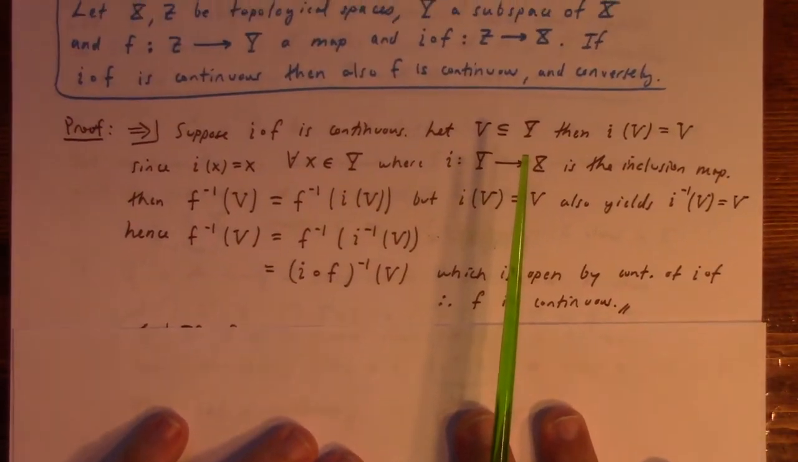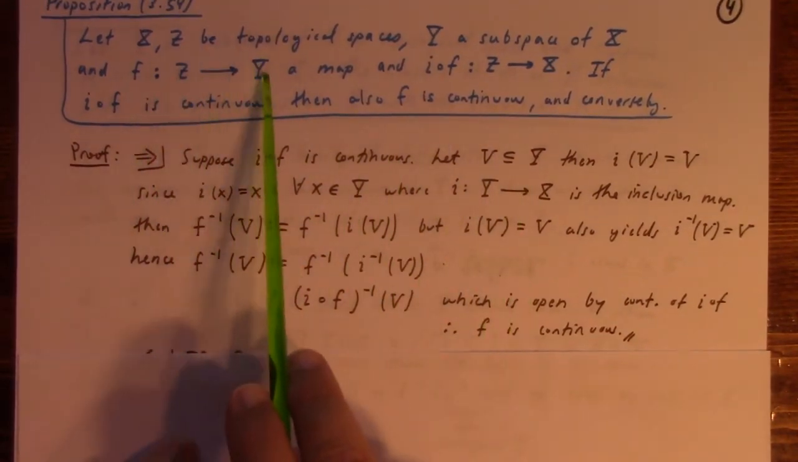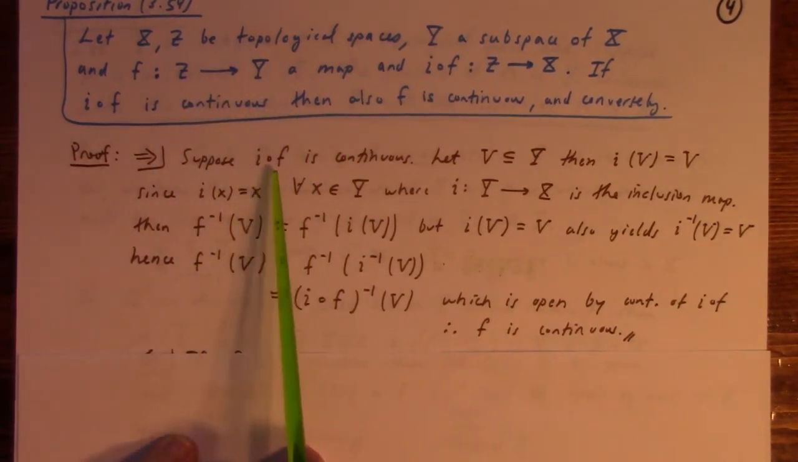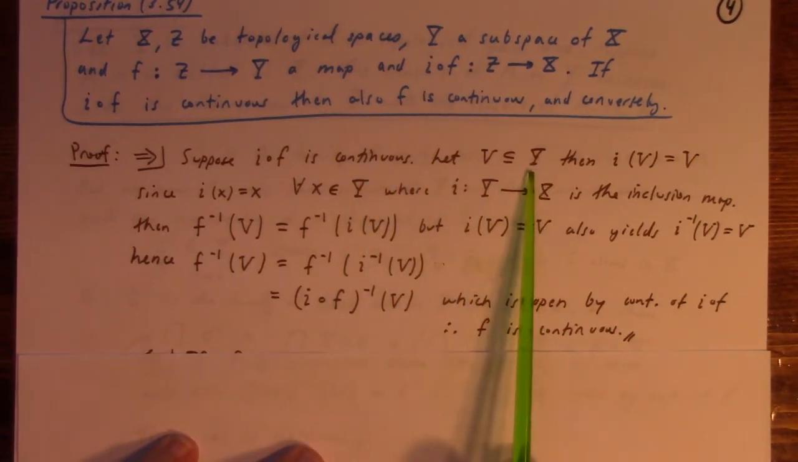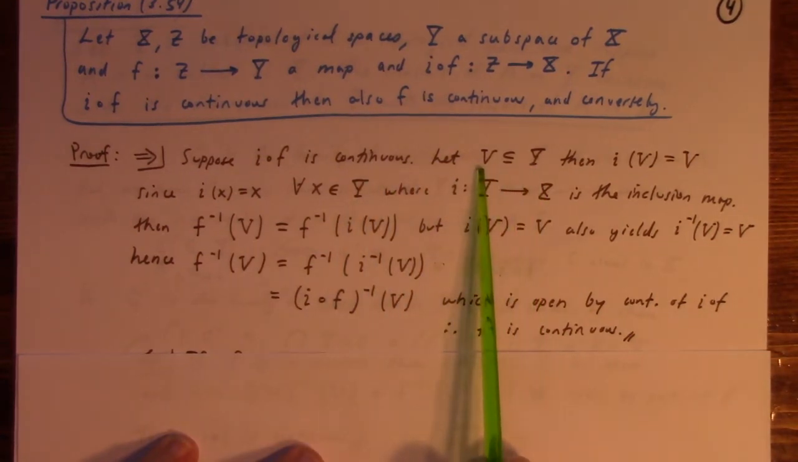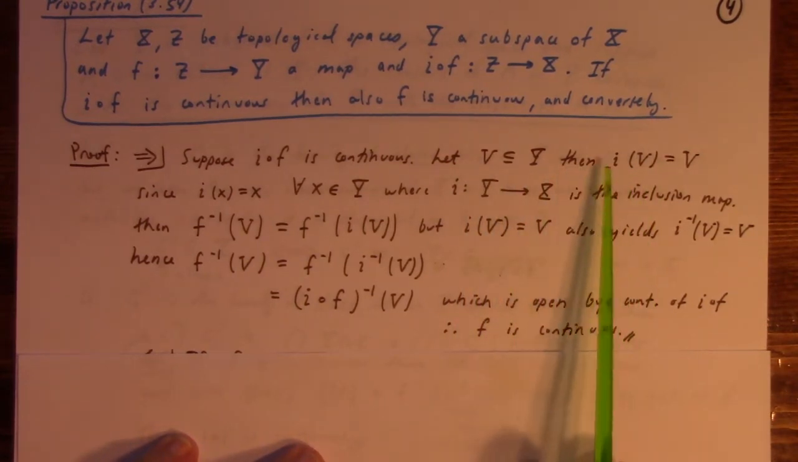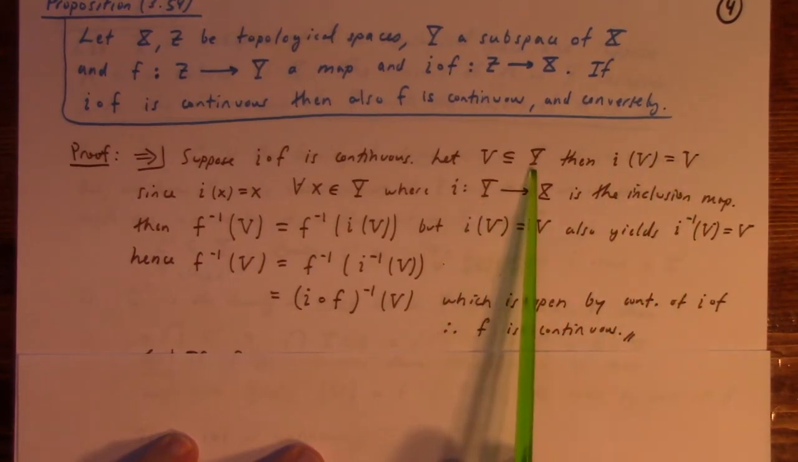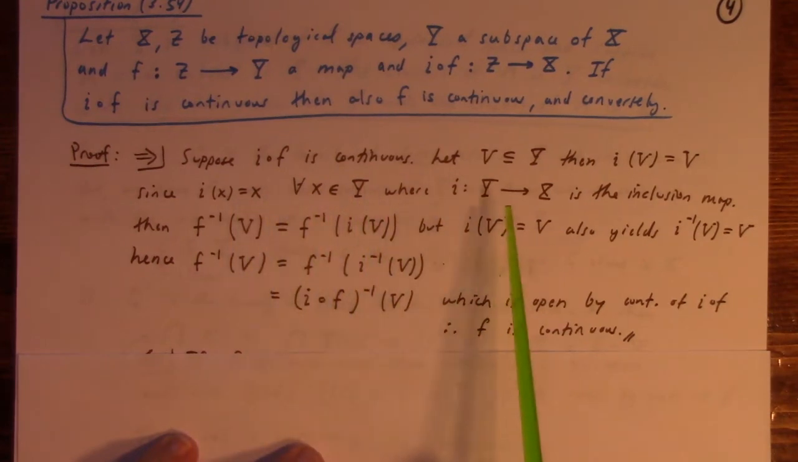And I guess I should scroll back up a bit here. So we have a mapping from Z to Y, right? I want to show that f is continuous. I'm assuming that the inclusion composed with f is continuous, right? So let V be a subset of Y. I want to show that the inverse image of this is open in Z. All right, so notice that i of V is equal to V again for any subset V of Y, since the inclusion map sends x to x and so forth.